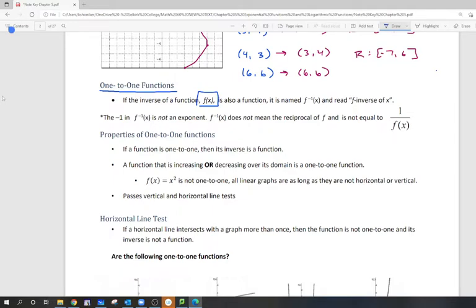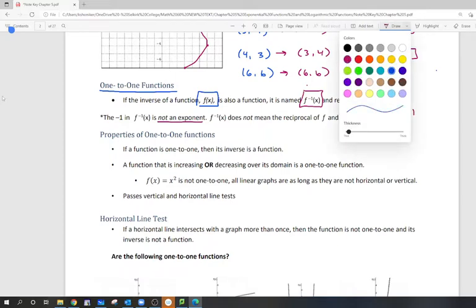And if your inverse is also a function, now we get to use this new notation, which is f to the -1 of x, and it is not to the -1. That's just how we write it. This is not read f to the -1 of x. This is read f inverse of x. The -1 is not an exponent, because if it was, then f to the -1 of x would be equivalent to 1 over f of x, and it is not. This is actually its own thing.